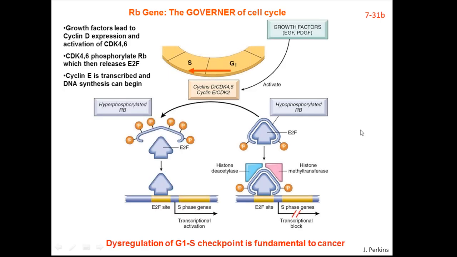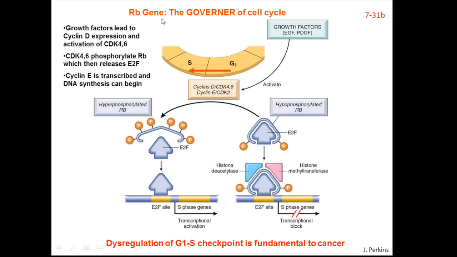But what happens when a cell is given growth factors? Okay, the cell is given growth factors, EGF, VEGF. It activates cyclin and cyclin-dependent kinases, which then phosphorylate the RB protein, which goes from the hypophosphorylated stage to the hyperphosphorylated stage. When it goes into the hyperphosphorylated stage, it releases E2F. And the E2F then binds to its sites in the DNA, and S-phase gene transcription is activated.